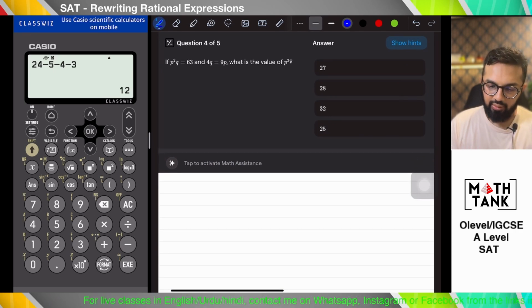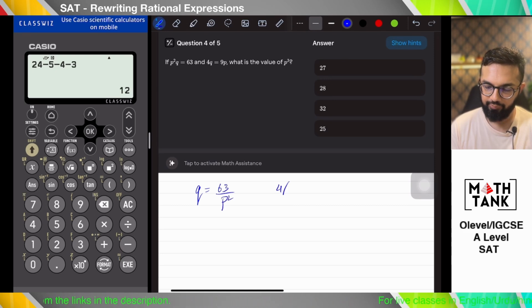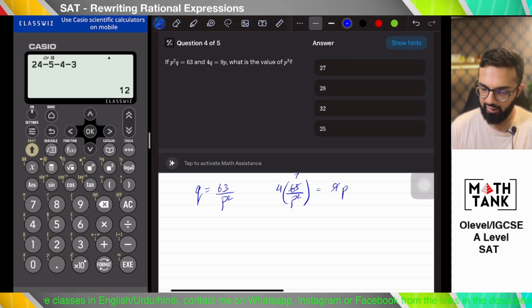Let's look at the next one. It says if p square q equals 63 and 4q equals 9p, then what is the value of p cubed? So q equals 63 over p square. 9p. So 9 times 7 is 63. 28 equals p cubed.